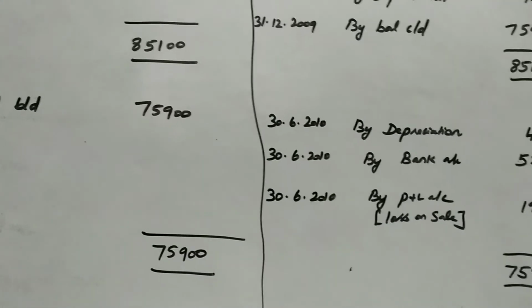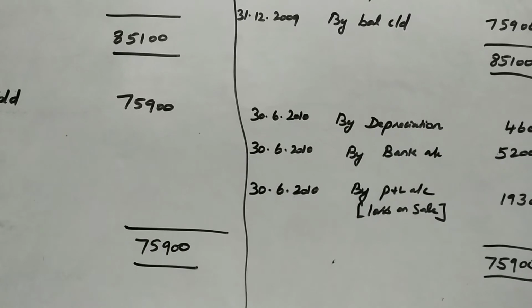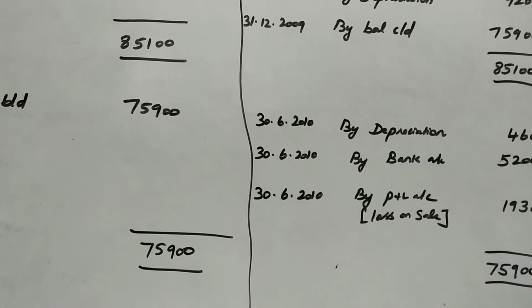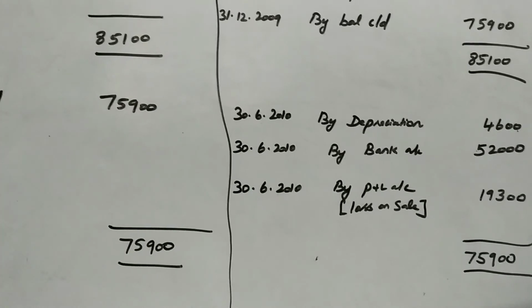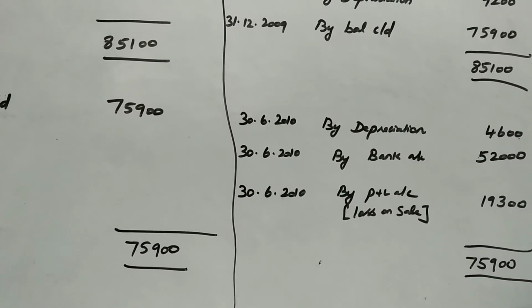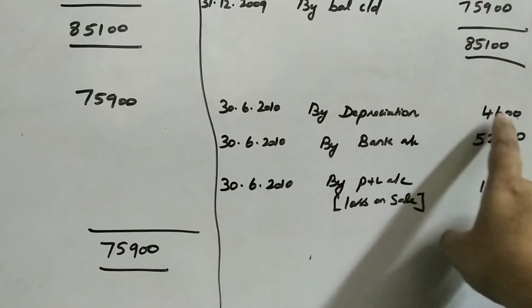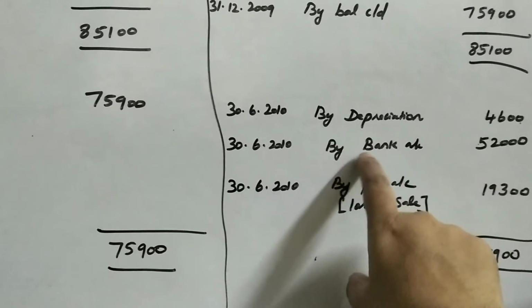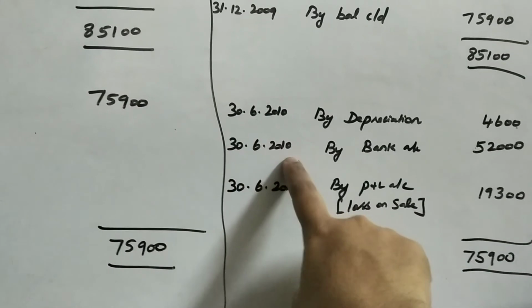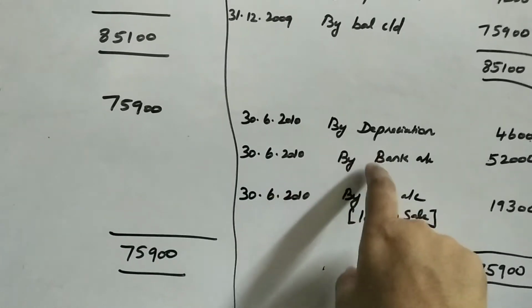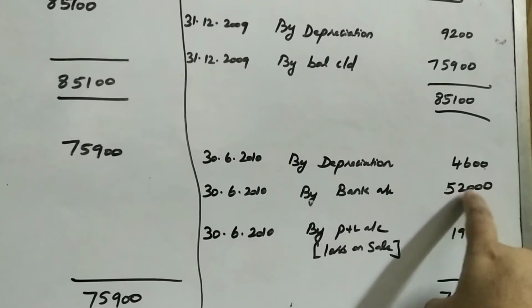This asset is sold on 30/6/2010. So we need to provide depreciation till the date of sale. So we are providing depreciation for 6 months, right? We know the value, 4,600. So by depreciation 4,600. It is sold on 30/6/2010. Bank account debtor to machinery account. That's why we are putting by bank. 52,000 is the sale value.